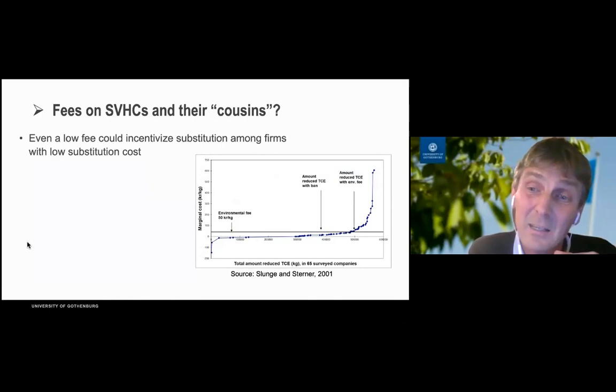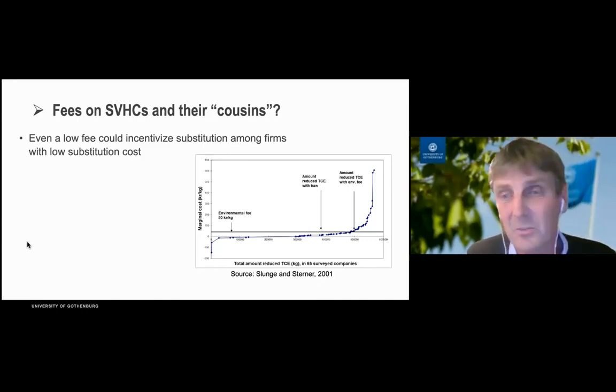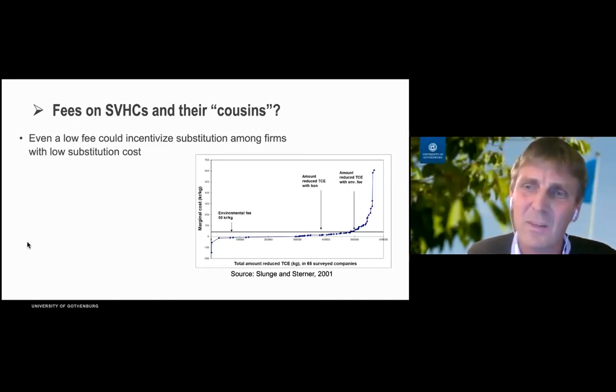Today, it seems like putting a substance on the candidate list is not a sufficiently strong incentive for companies to shift away. This is also indicated by the interviews that we have done, where companies continue to use old machinery and so on. So we feel that the pressure has not been enough in that respect.